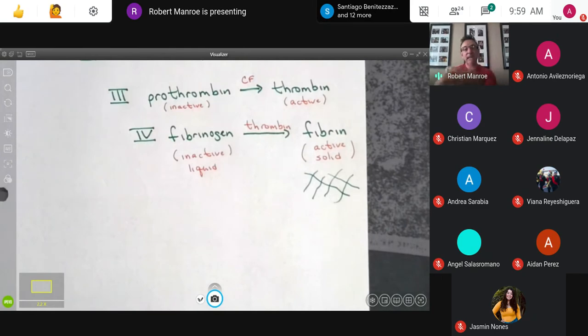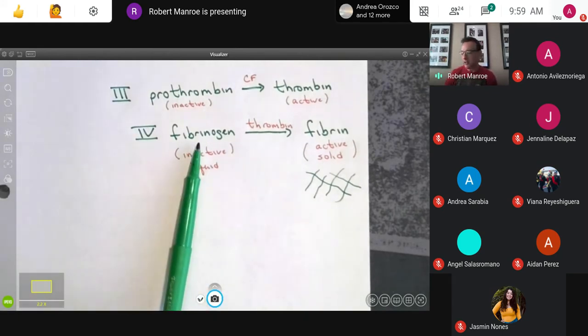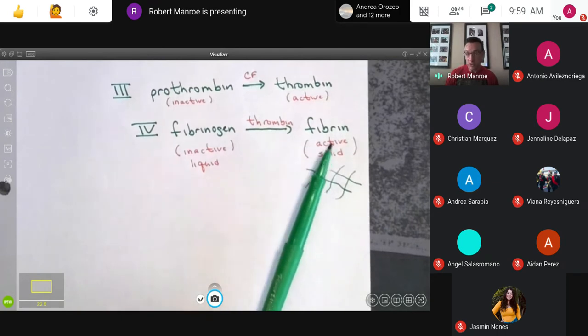And then what gets trapped in that net? All of the cells from your blood that are flowing through the wound. As those cells get stuck to the fibrin, you're actually forming an even larger clot. So you only use fibrinogen converted into fibrin when it's a serious wound.